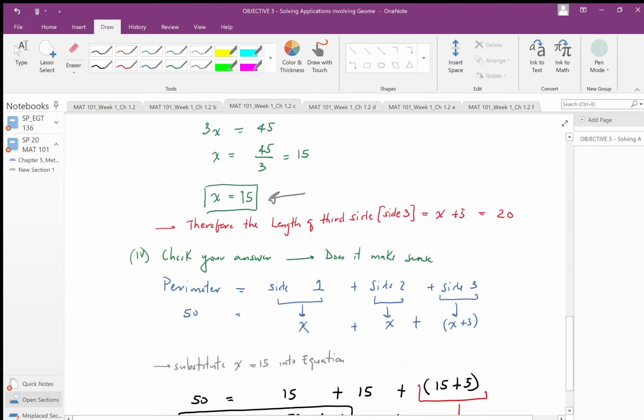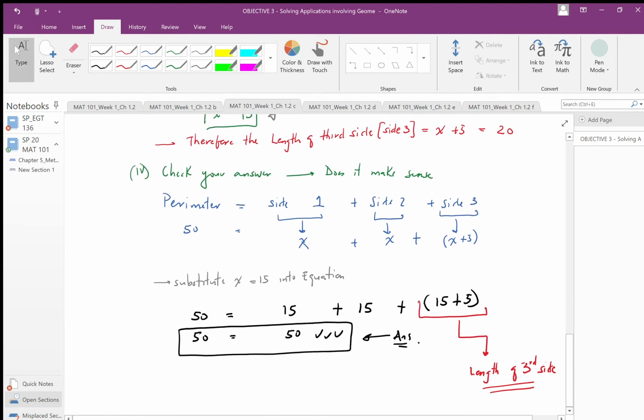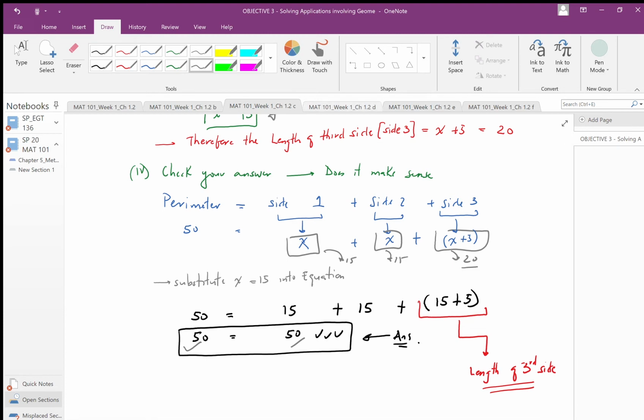Now we can go back and check to see if it's so, right? Because if this is going to be our setup, where we see x, we can plug in 15, because x is 15. Okay? So that's 15 plus 15 plus 20. Okay? That gives us 30 plus 20, which happens to be 50. So what's on the left-hand side equals what's on the right-hand side. Okay.